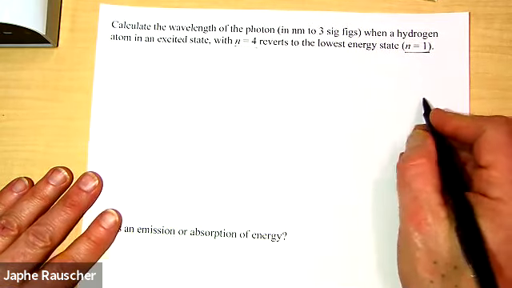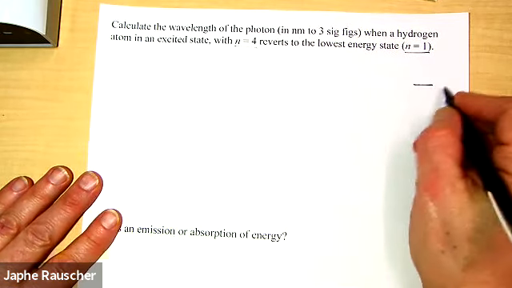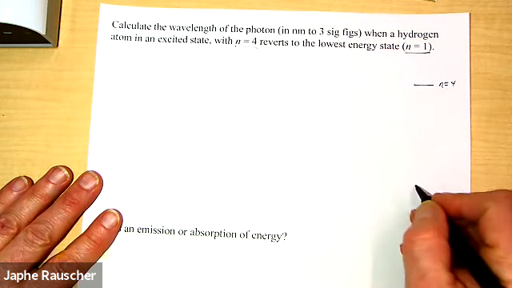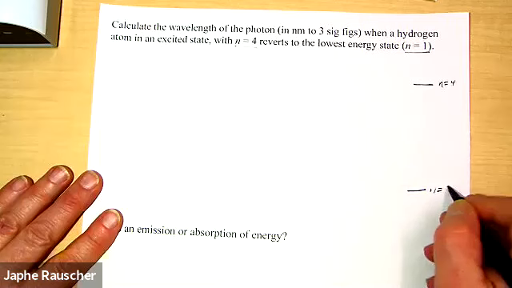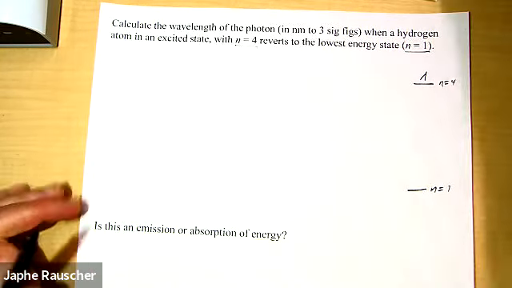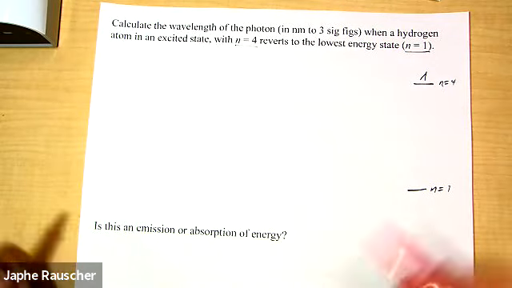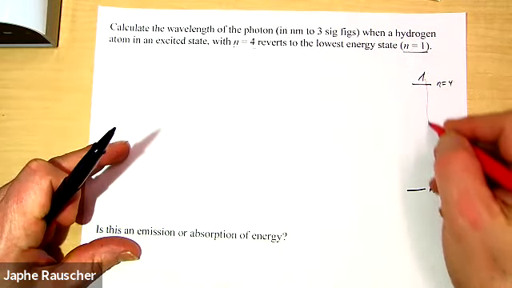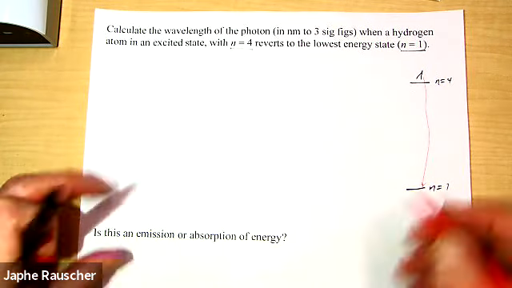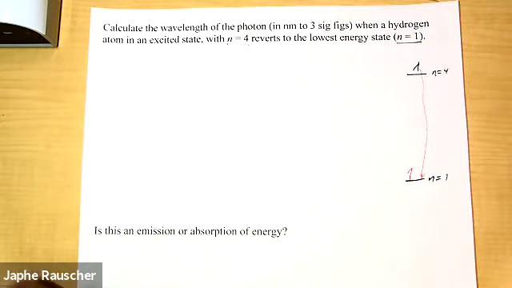If we think about this, we can draw something like this, where we have n equals 4 here and n equals 1 there. So we're going from here, and we're going to revert down to the lowest energy level that it can, n equals 1, right? So what we need to do is find the wavelength for this. So how do we do that?